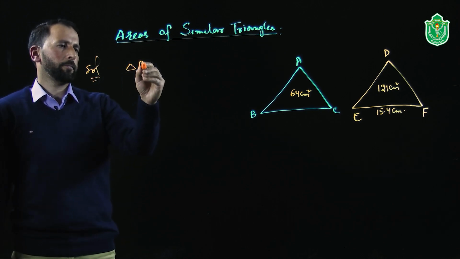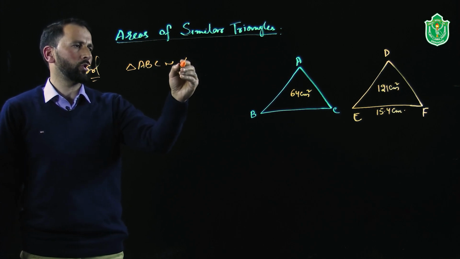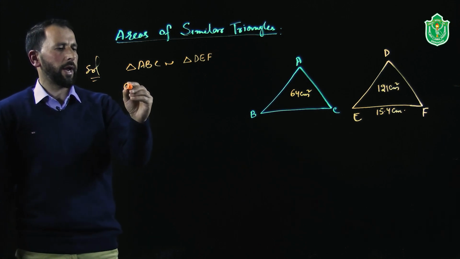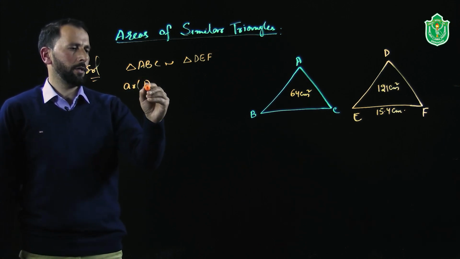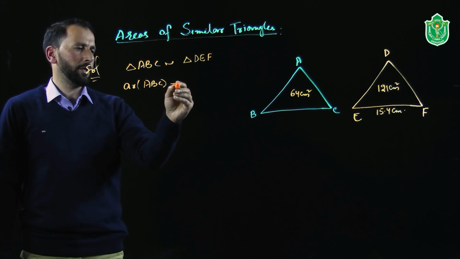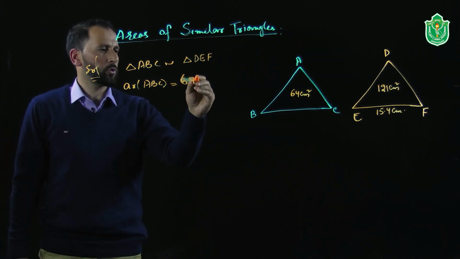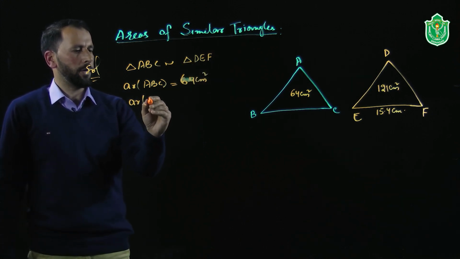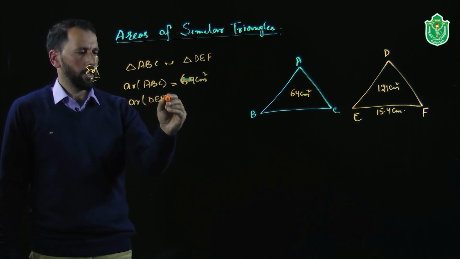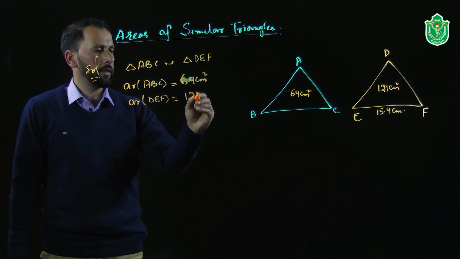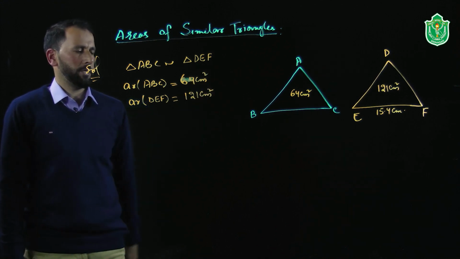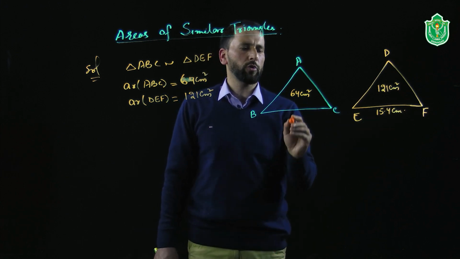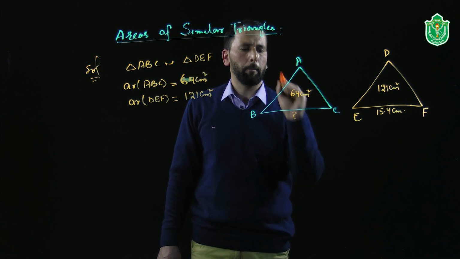Triangle ABC is similar to triangle DEF, and area of triangle ABC is equivalent to 64 square centimeter. Also, area of triangle DEF is equal to 121 square centimeter, and the side EF is equal to 15.4, and we are going to find the length of the side BC here.